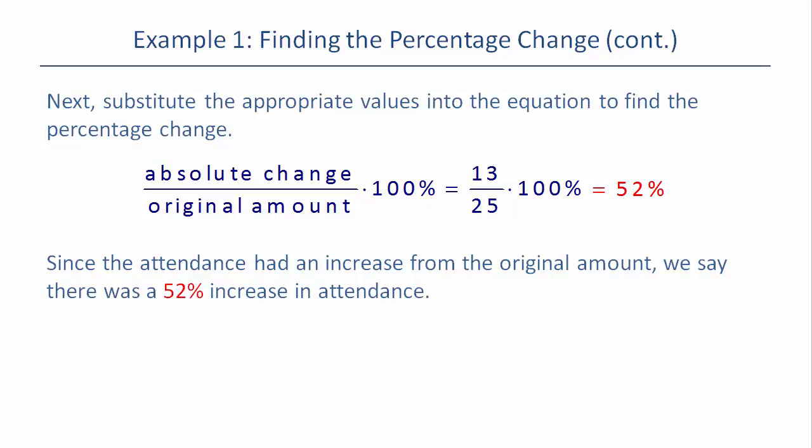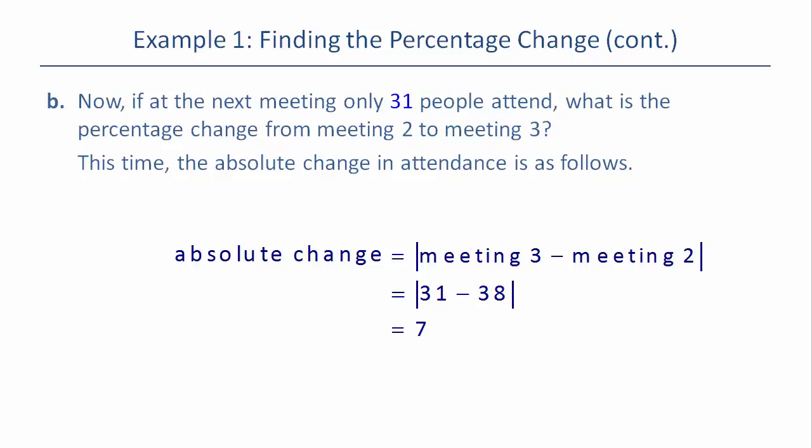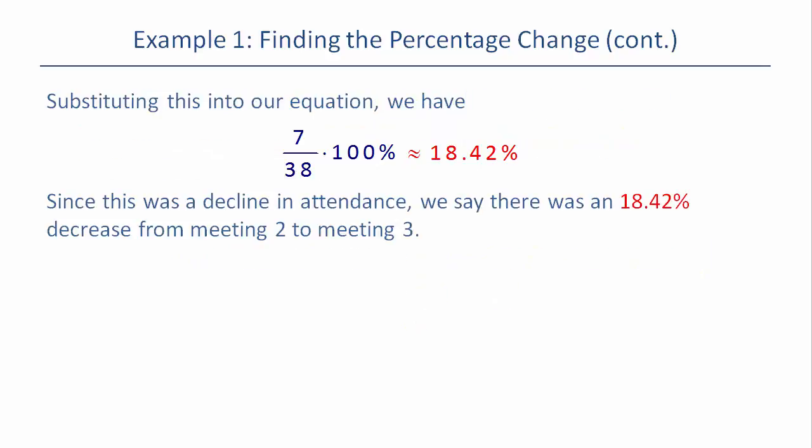It's just that simple. Okay, for part B, it went from 38 down to 31, which is a difference of 7. And remember now, what's our starting point? Well, our starting point is going from meeting 2 to meeting 3. So our starting point is 38, right? So 7 over 38, it went down by 18.42%.